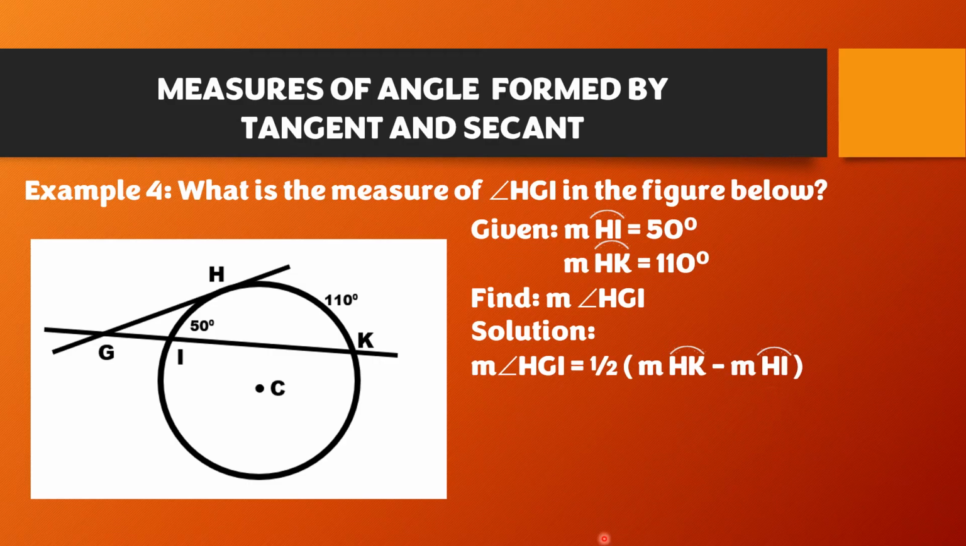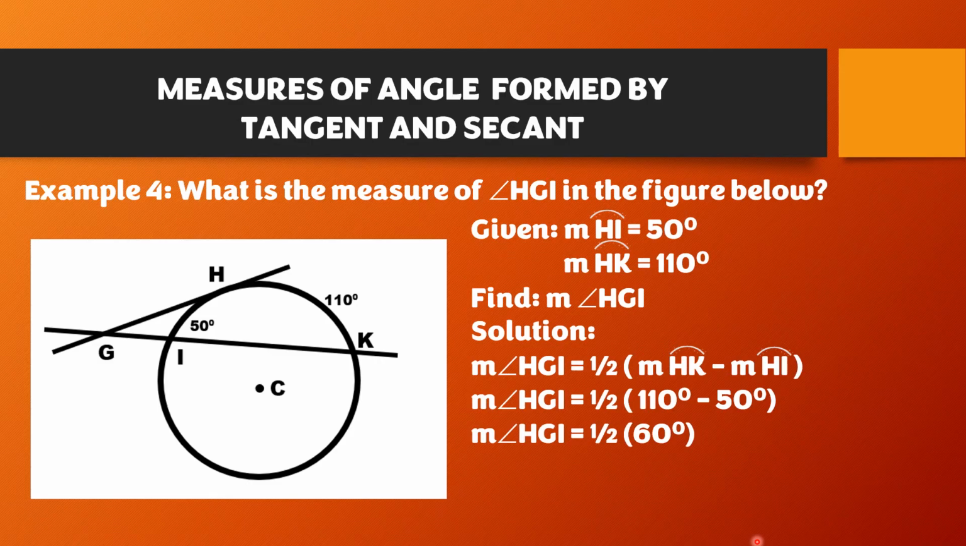And by substitution, we have the measure of angle HGI equals 1/2 times the measure of arc HK, which is 110 degrees, minus the measure of arc HI, which is 50 degrees. Next, we're going to simplify 110 degrees minus 50 degrees, so the answer is 60 degrees. And then we're going to get the half of 60 degrees, so the measure of angle HGI is 30 degrees.